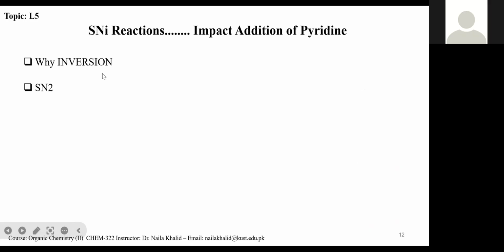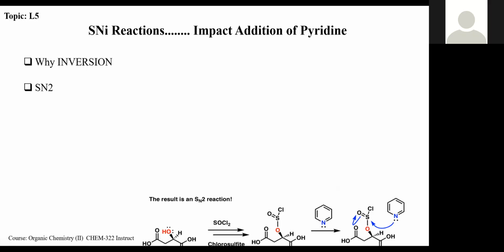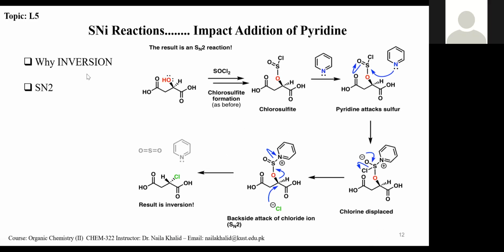Just like SN2, if you add pyridine, now the mechanism is no more SNi, but it is SN2. No retention takes place, only inversion takes place. Now the question arises, how does this inversion take place? This can be answered by suggesting the mechanism. Here is again the same example, which is treated with thionyl chloride, and then chlorosulfite is formed.